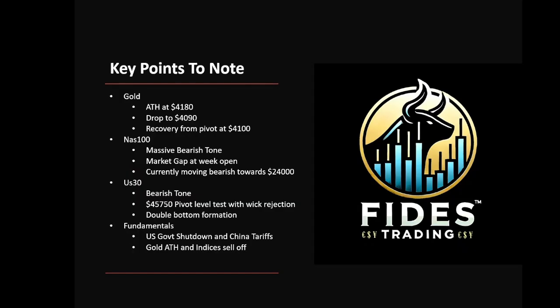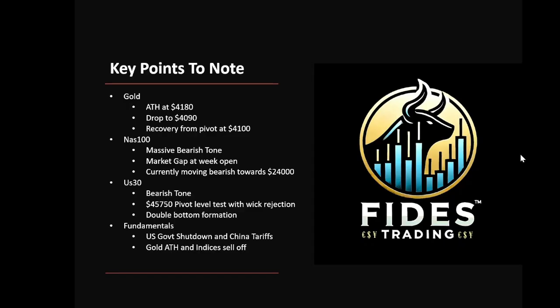Some key points to note during this analysis, or some of the headlines rather: gold hitting all-time highs at 4,180 before a drop to 4,090. Recovery from the pivot level at 4,100. We'll definitely be going into that analysis in greater detail.